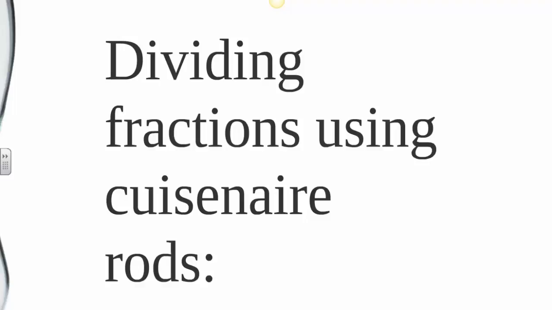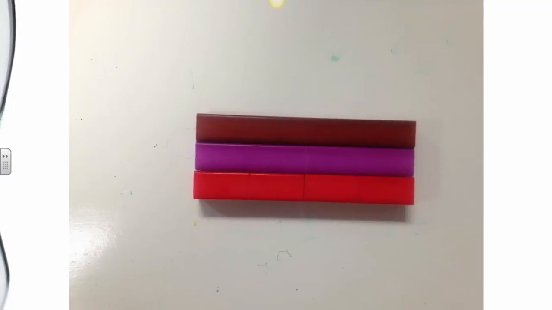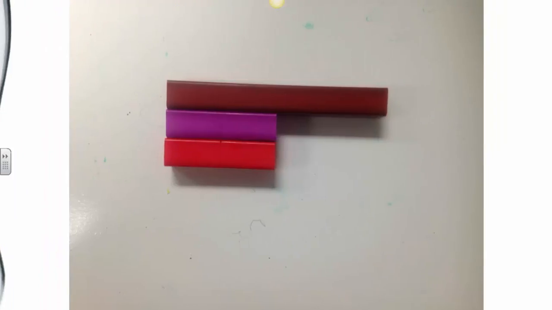Cuisenaire rods are a very flexible tool. Allow students an opportunity to explore the lengths of the rods. Students are able to decide or determine which rod will represent their whole. The great thing about Cuisenaire rods, in my opinion, is the flexibility in showing fractional relationships or proportional relationships. In this example, the brown rod is the whole. Purple is 1/2 and red is 1/4.